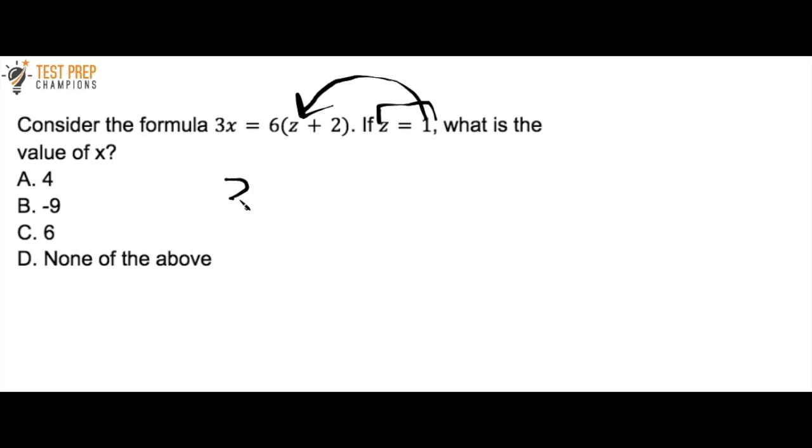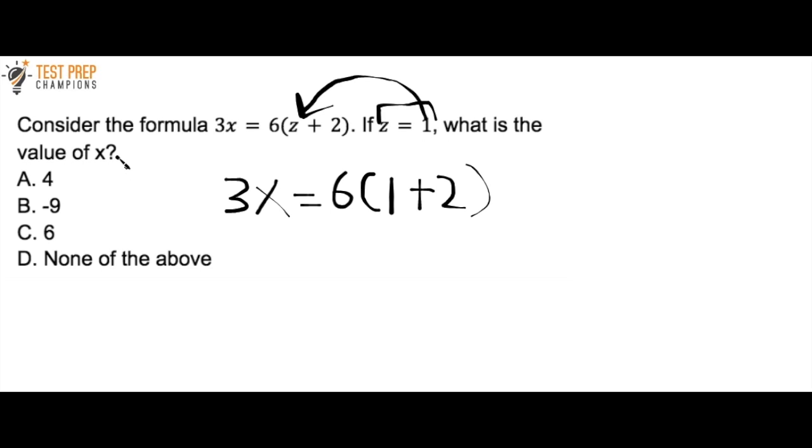And if you're not sure what that means, all that means is that I'm going to basically rewrite this, and I'm going to write a 1 instead of z. So right where that z was, I'm going to put 1. So it becomes 1 plus 2, because we know that z equals 1 here. So now we have 3x equals 6 times (1 plus 2), and we want to find the value of x.